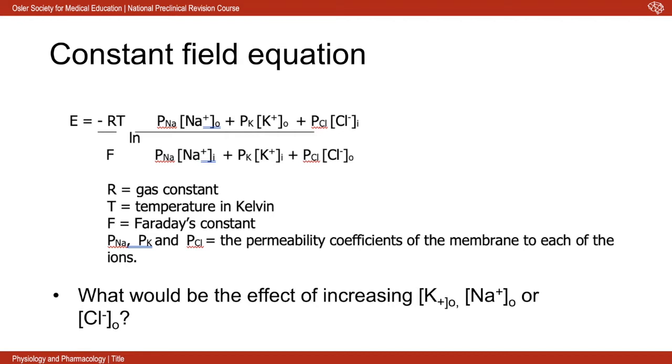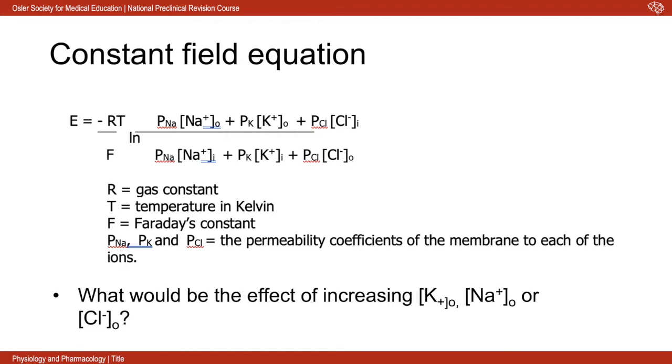Increasing the extracellular potassium would make the membrane potential more positive because it would decrease the concentration gradient for potassium efflux. So more positive charge would remain intracellularly. In terms of increasing the extracellular sodium, this would also make the membrane potential more positive because it would increase the concentration gradient for sodium influx. So more positive charge would then enter the cell.